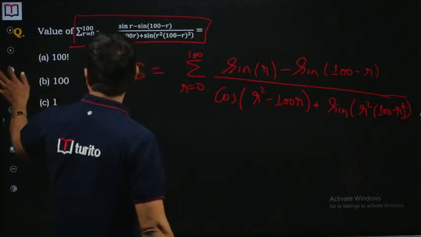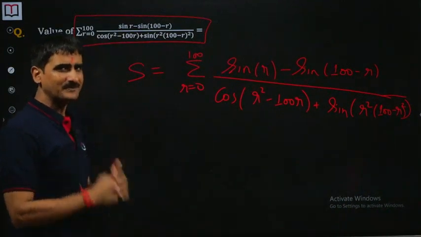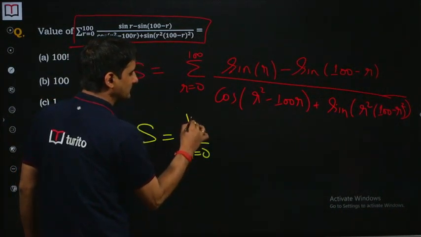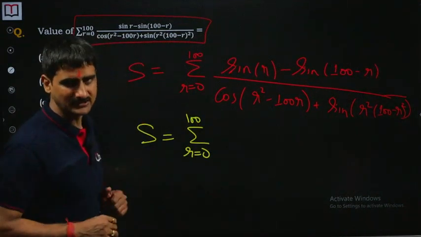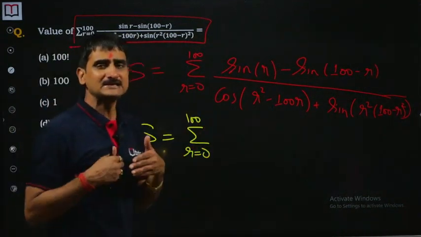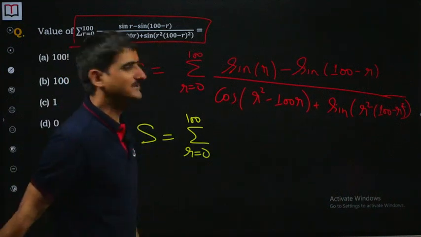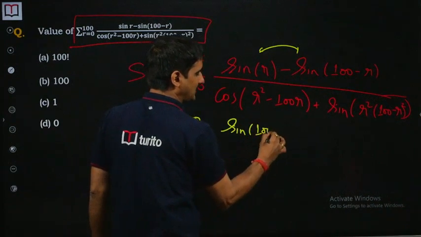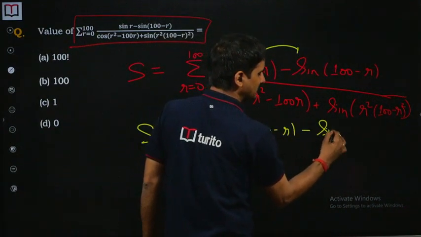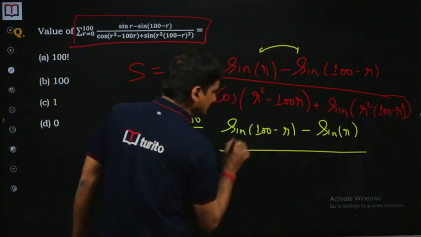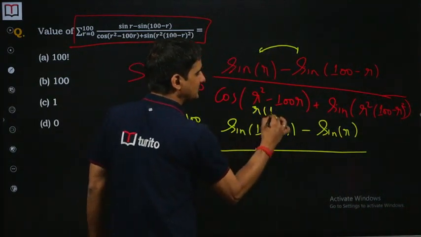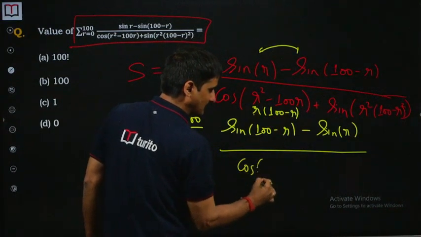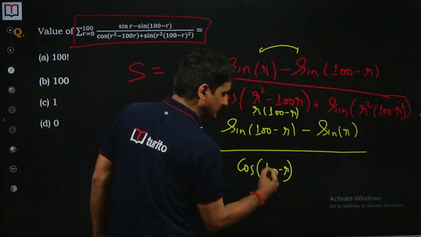Now again, if I use the King property here, S is the summation. I already told you how to use it. Upper limit plus lower limit, 100 plus 0 is 100, minus r. Replace r by 100 minus r. So these two terms will interchange. So sine of 100 minus r minus sine of r, and then this is actually r into 100 minus r. So this will be 100 minus r, so cos of 100 minus r into r, so that remains the same.